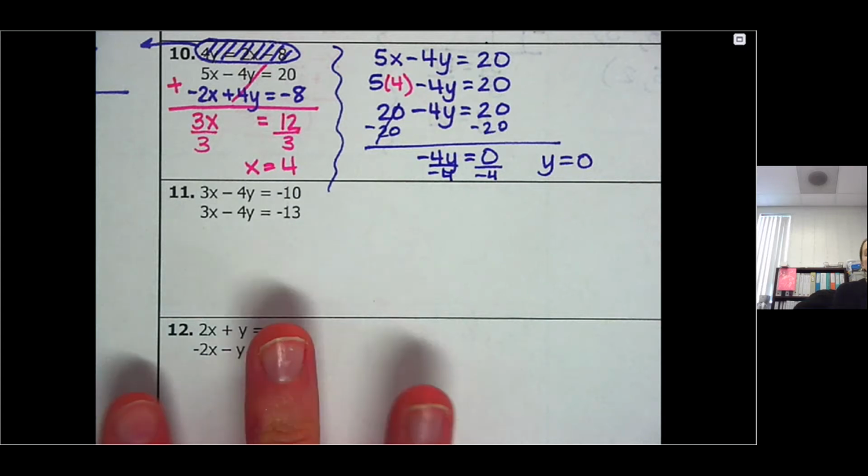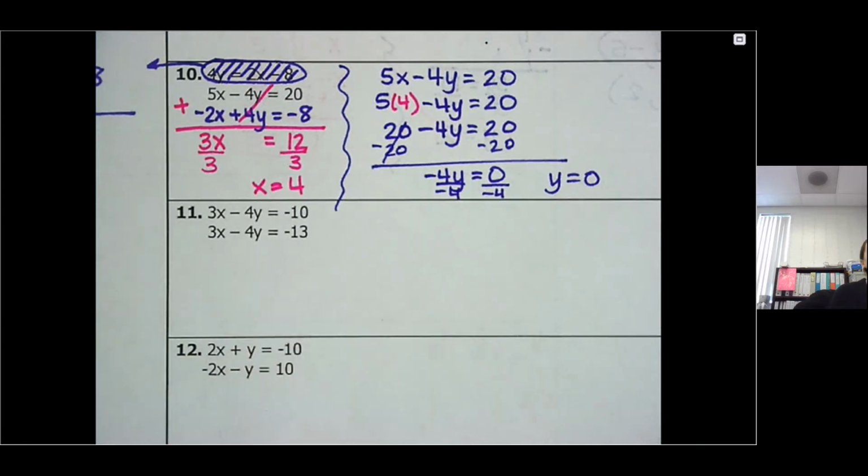So let's look at number 11. Now, first of all, are they lined up correctly? Yes, they are. Okay. Which one do you want to get rid of, the x's or the y's? I don't know which one to get rid of first. So you want to eliminate whichever one has matching coefficients. Both of them do. Okay, both of them match, which means you could get rid of either one. Doesn't matter. Which one do you want to get rid of?